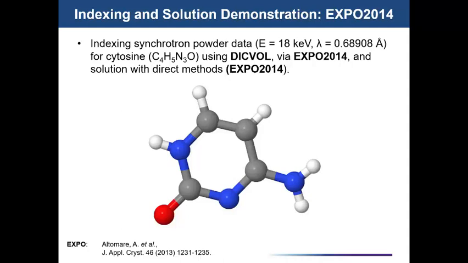Okay, so now what we're going to try is a straightforward structure solution using the Expo software package, just to give you a demonstration of how this is done. We're going to look here at cytosine, which is a pyrimidine base that forms one of the 4 building blocks for DNA. I'm just going to switch computers here for a second. All right.